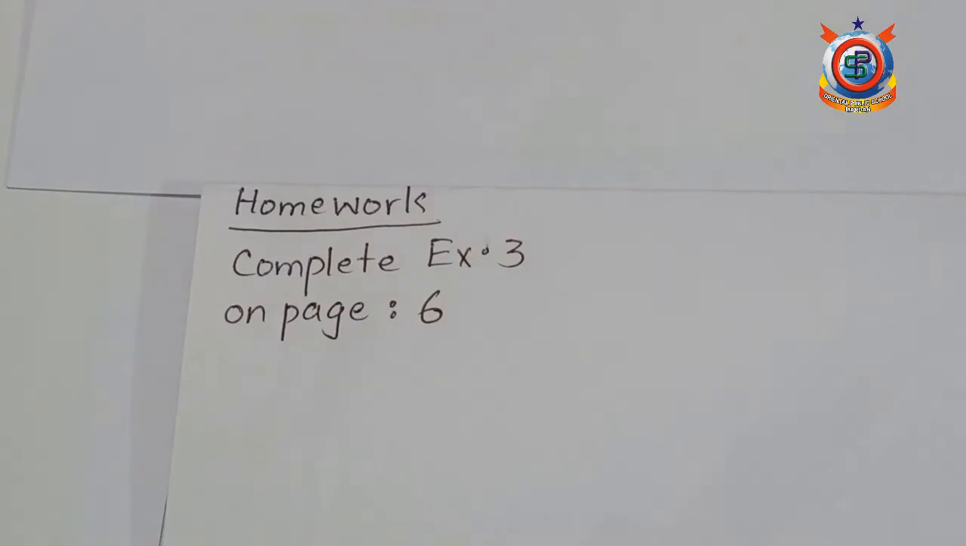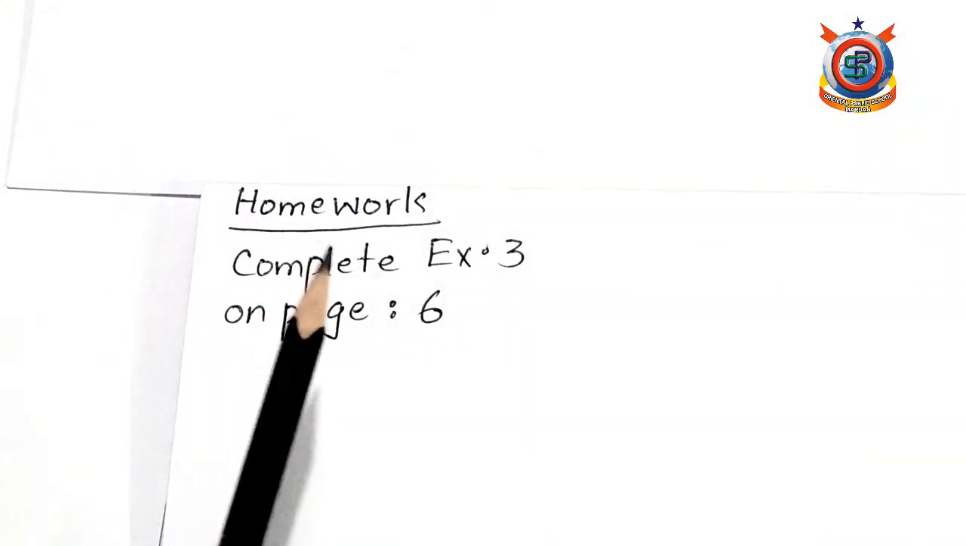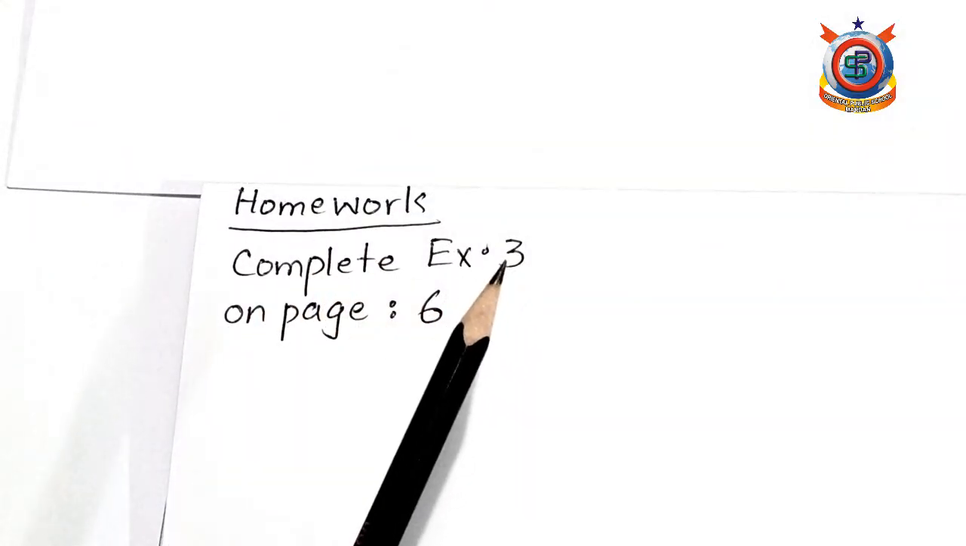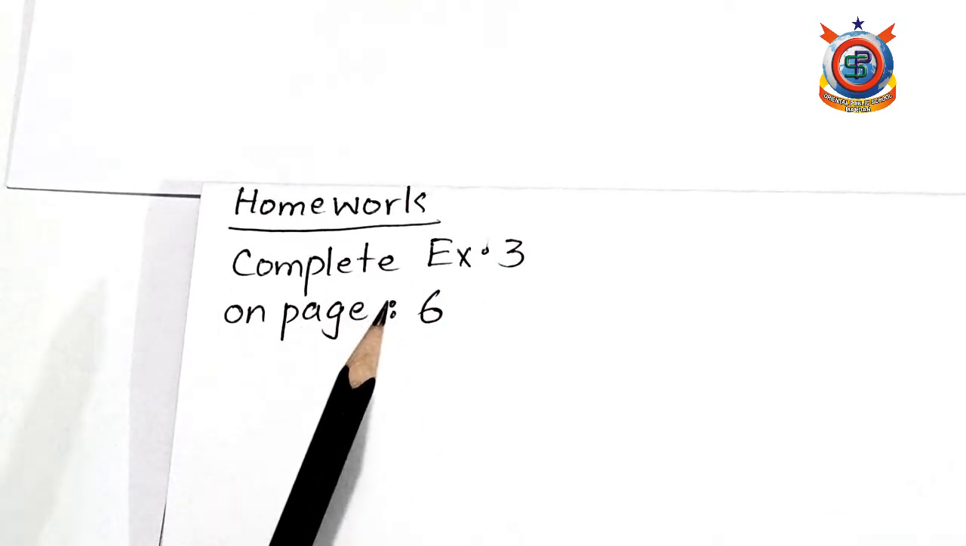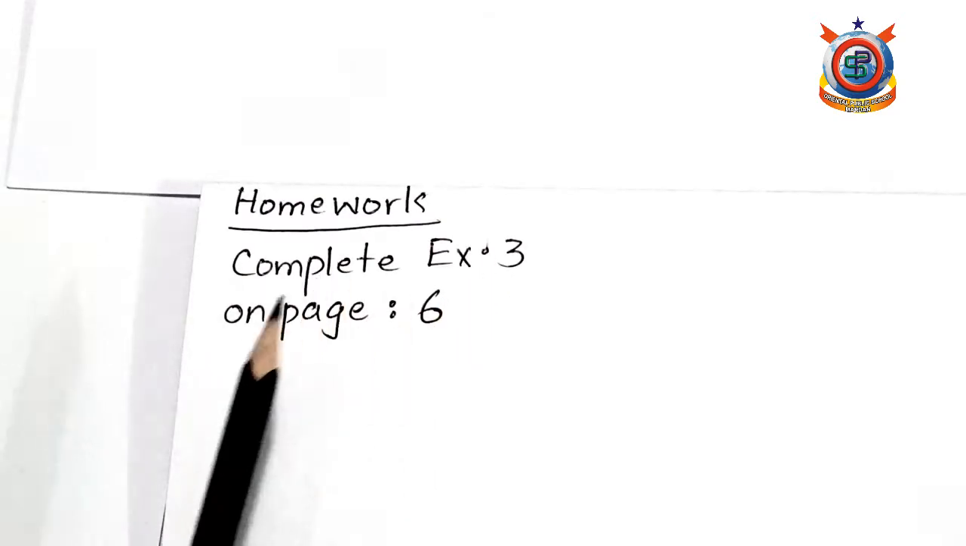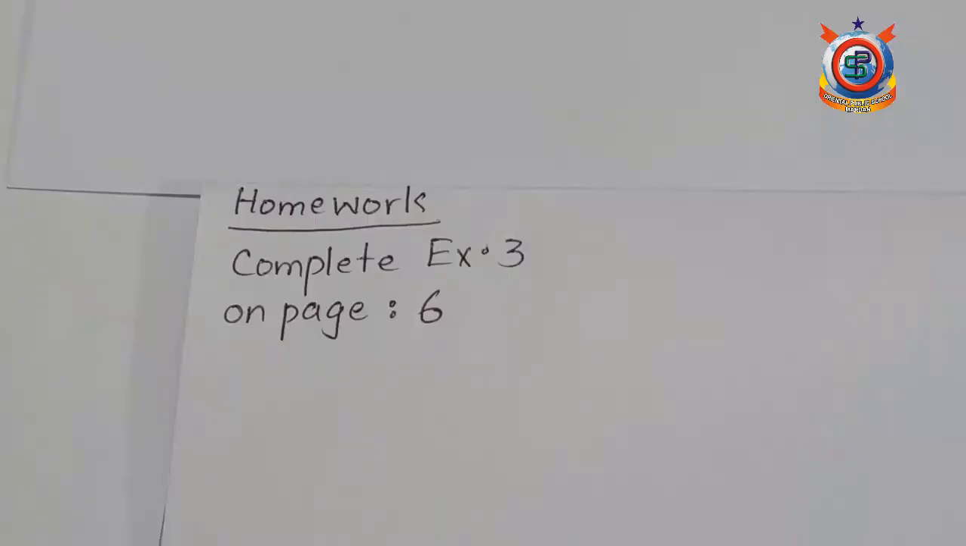Okay, students, now this is your homework time. As you all know, we have completed our exercise 3 on page 6. Move towards the homework side. Now this is your homework, and you have to complete exercise 3, the missing letters, on page 6. What you have to do, students? You will complete exercise 3 on page 6 and then share the picture of your homework in your WhatsApp group. Okay, students?